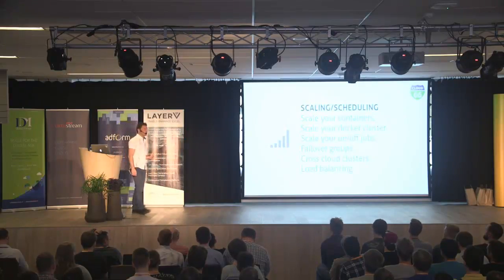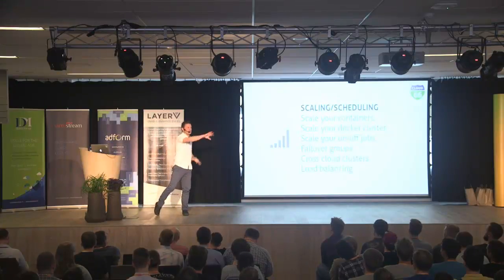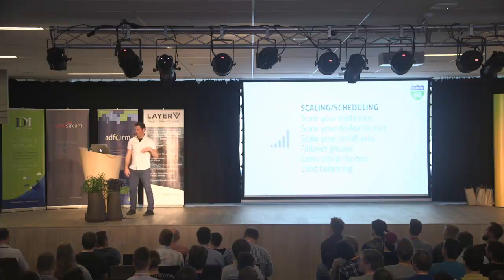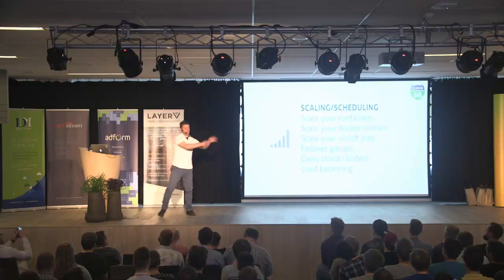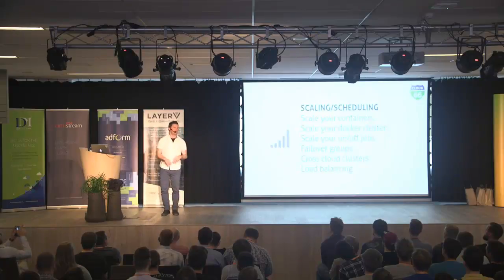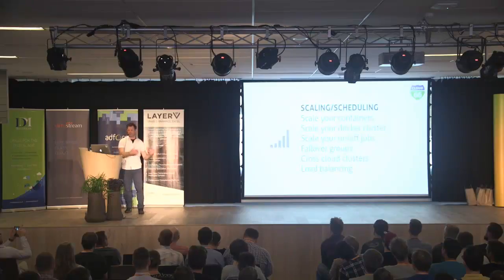Also things like failover groups. What's happening when your whole cluster goes down? Can you redirect your traffic to another cluster somewhere in another data center? Or do things like running services in region A and serving region B, and is there a network there? So all these things you need to think about if you run Docker in production at scale.